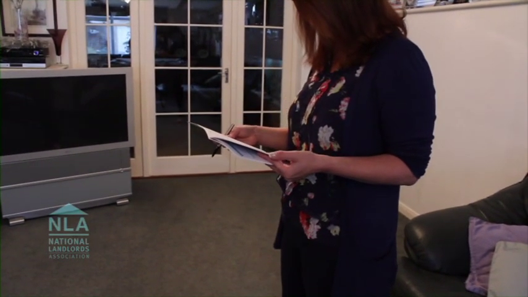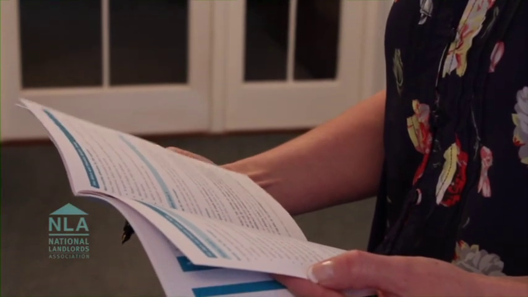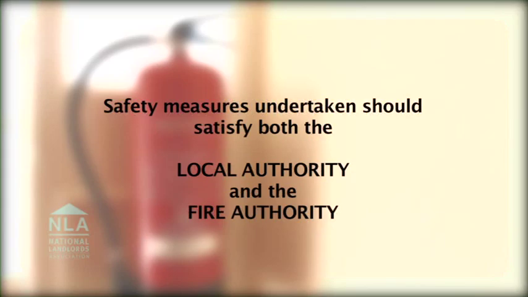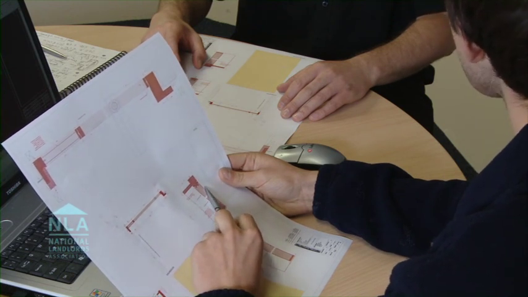Although the two pieces of legislation mentioned overlap, which at times can be confusing, essentially the safety measures undertaken should satisfy both the local authority and the fire authority. They should have established an effective working arrangement so it is clear which authority will take the lead in which types of property. Check with both locally before starting work.